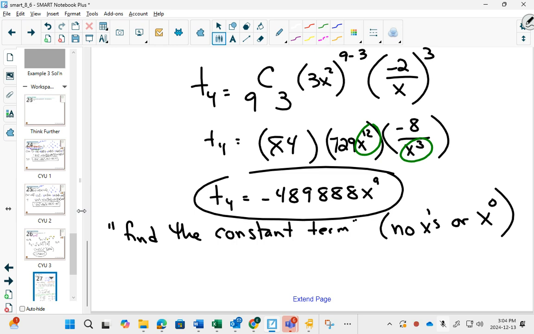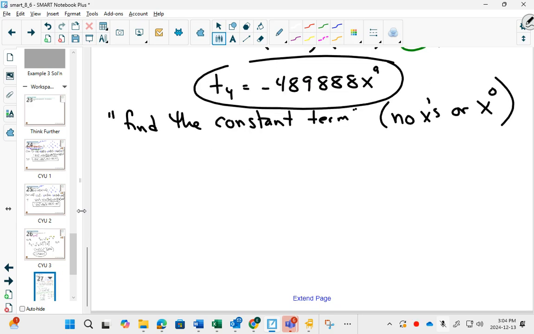Okay, so this isn't going to be a question like our previous one that had 3x squared in the brackets. It could, though. Watch this. Find the constant term.